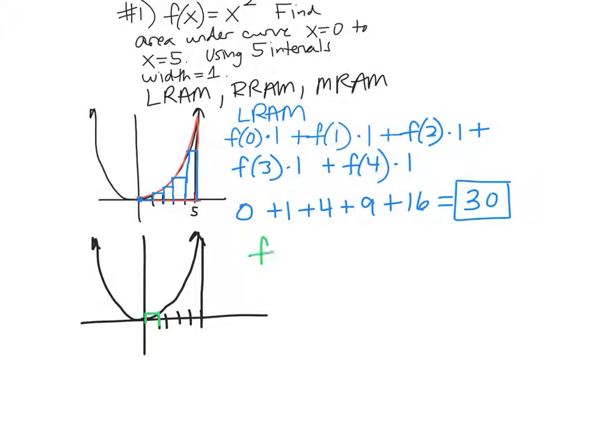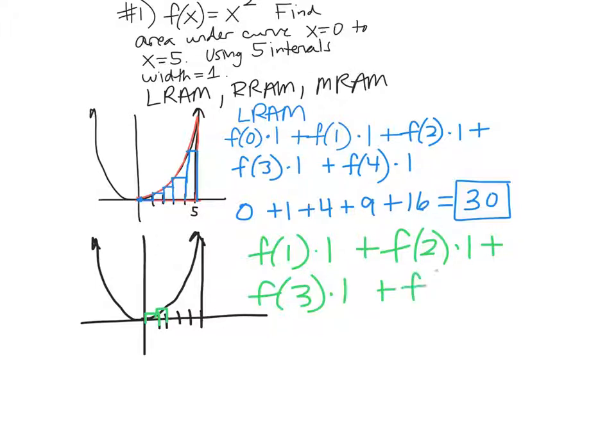So that would be F of 1 times 1. The width is 1 on all of these. That's why I hate it when they give you a width of 1/2. Plus, my next one would be F of 2 times 1. It's almost like you skip that first number. You go to the first tick mark because you're going to the right. Times 1 plus F of 3 times 1 plus F of 4 times 1 plus F of 5 times 1.